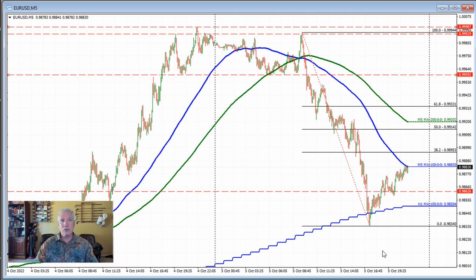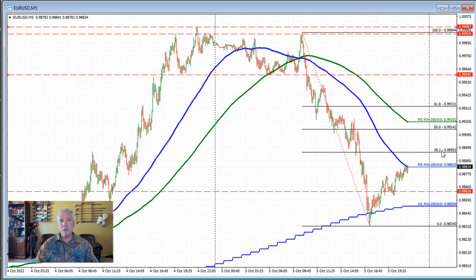Let's take a look at the 5-minute chart. What we've seen off of the rebound is the break below the 100-hour moving average. You can see it lasted maybe about 10-15 minutes before rotating back to the upside. That gives you an indication of the strength of the bid, I guess. And we've rotated back to the upside. Now the 100 bar moving average of the 5-minute chart is being tested currently at 0.9883.